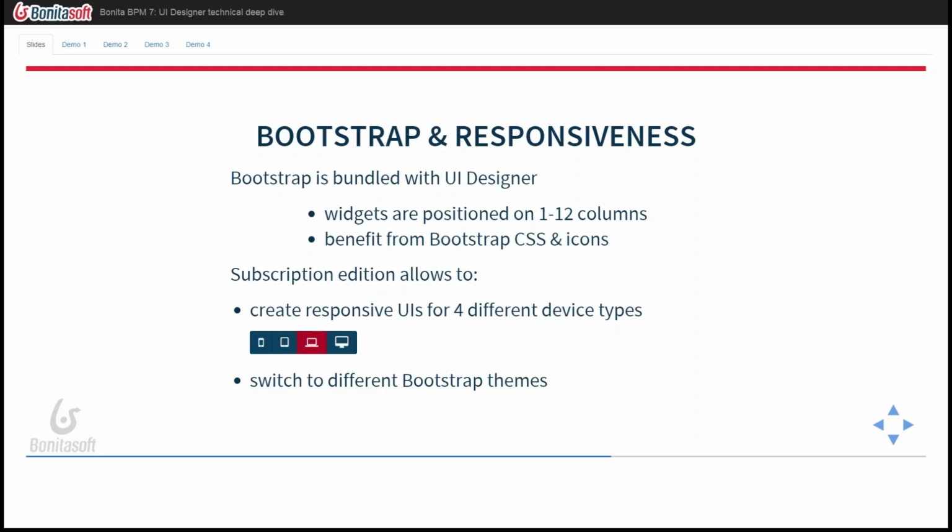Each row is composed of 12 columns, and you can span widgets on 1 to 12 columns, and you can adapt a bit the width of the different widgets. If at some point the viewer is resized and gets narrower, the widgets will automatically be realigned, repositioned, for example, in a single column. So that's the way Bootstrap works.